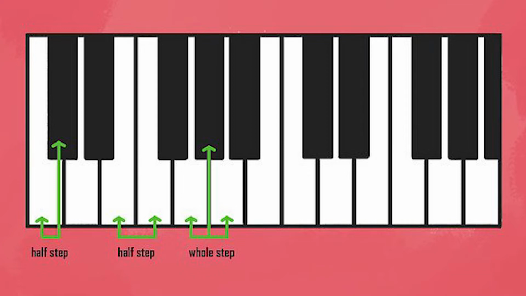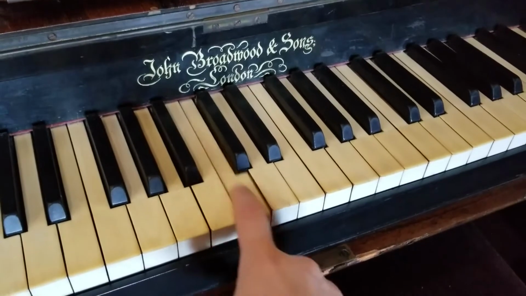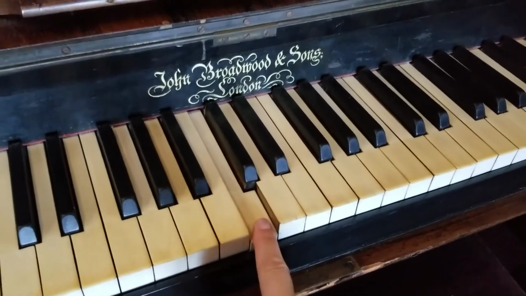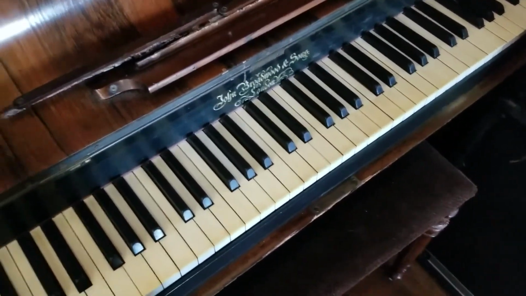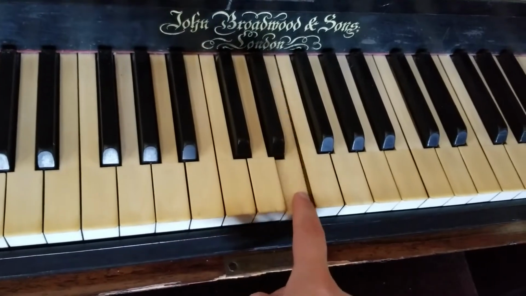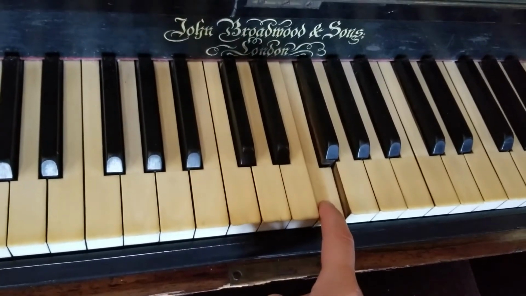So, for example, a half step is taken when we play a C and then play a C sharp. A half step is also taken when we play an A and then an A flat. A half step is also taken when we go from a B to a C or from an E to an F, since there are no flats or sharps between a B and a C or an E and an F.